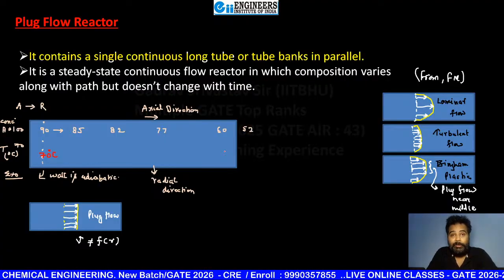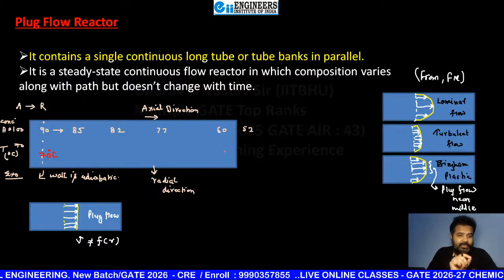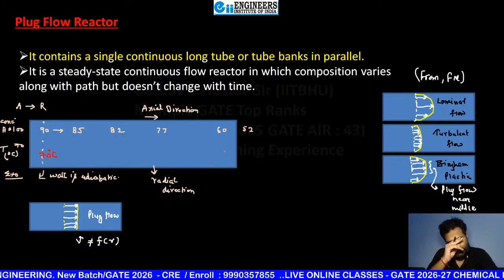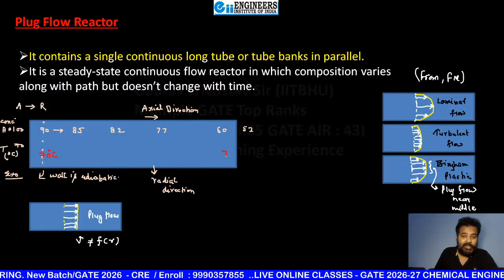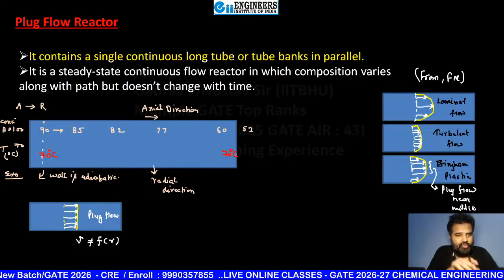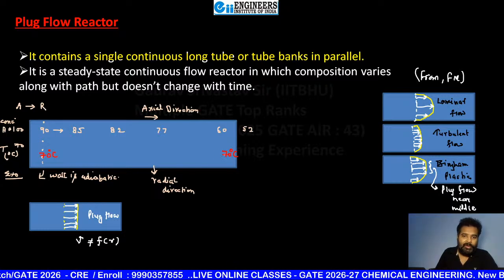This is also one GATE PYQ, a one mark question asked in the GATE examination. Temperature is more than 70 or less than 70? More than. Very good. Because the reaction is exothermic, heat is evolved there and you are not going to remove any heat, so heat is going to accumulate in that mixture. So along the path the temperature is going to increase.